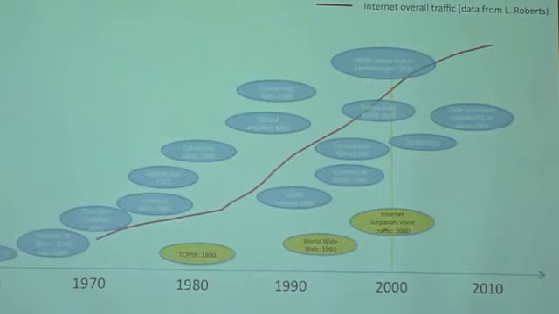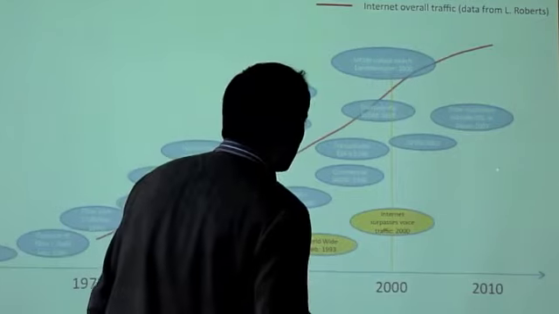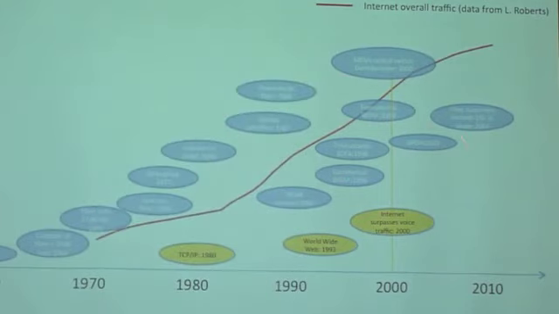Then switches in 2000, GPON in 2003, and DSL in 2000. Actually, this is important: in Japan in 2007 there were more fiber connections.